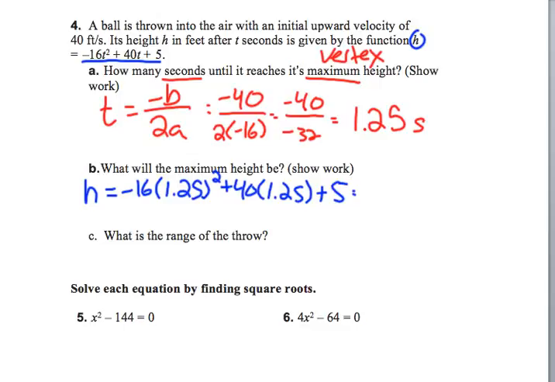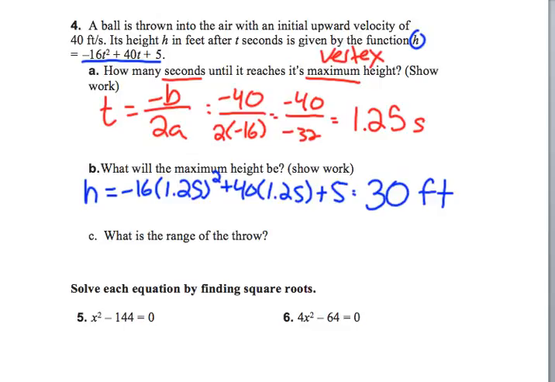And when you compute all of that out, and I encourage you to be doing the same so you can check to make sure, hey, am I getting the same thing? So when you plug in that calculation, you should get 30. So at 1.25 seconds, the ball is 30 feet high, and that is as high as it's going to go. Okay, that's its maximum.